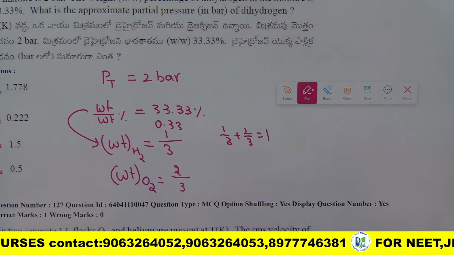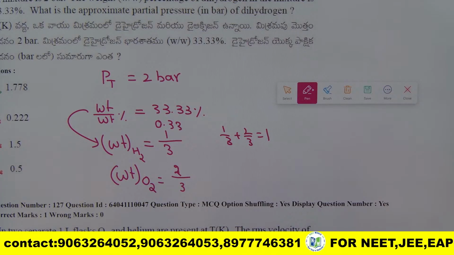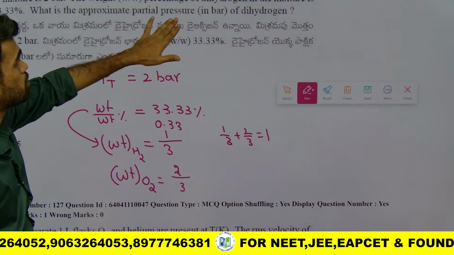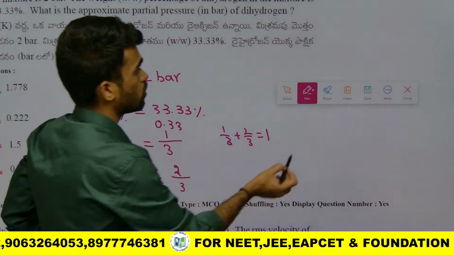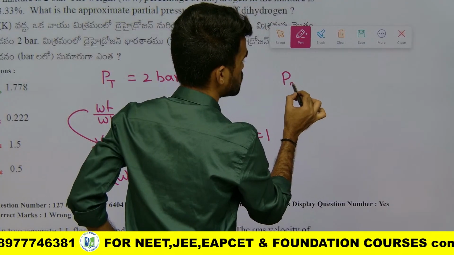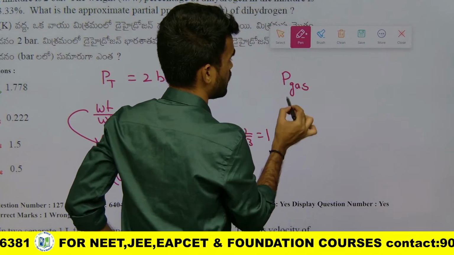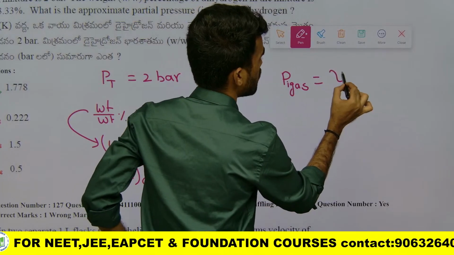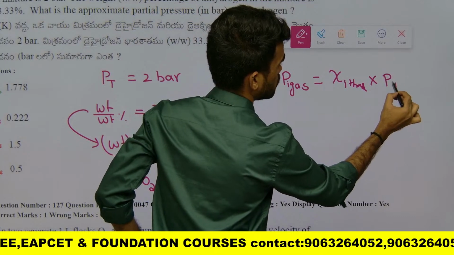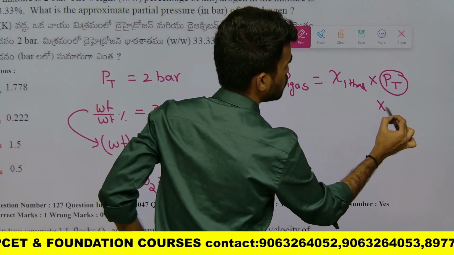Now we got the weights of H2 and O2. So from this, what is the approximate partial pressure of dihydrogen? See, how can we calculate partial pressure? The partial pressure of the ith gas equals the mole fraction of that ith gas into the total pressure. So what is the total pressure here? We have 2 bar.